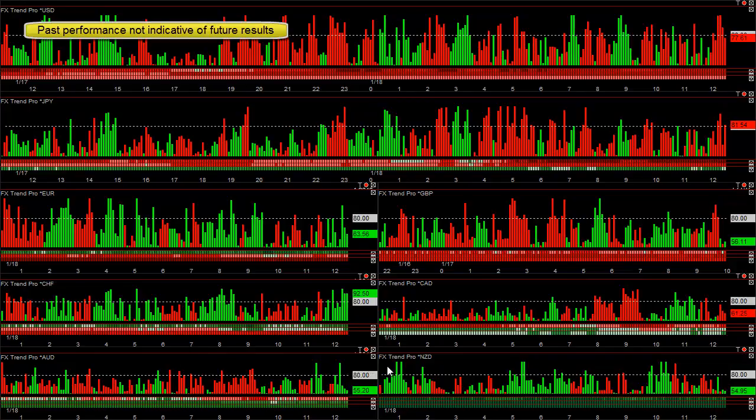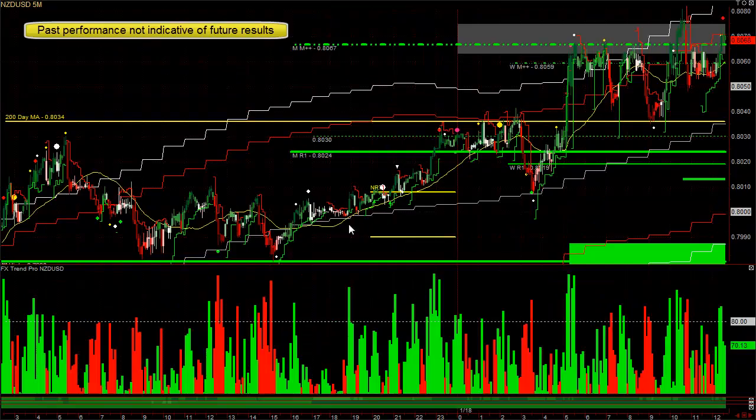So the New Zealand was the highest odds one to be buying today, and you'd want to buy it against the yen, which is pretty much weak on the daily and weekly, and also the dollar. Looking at the New Zealand dollar, you can see that it was above the hourly. Last night it went up. You got a nice little pullback.